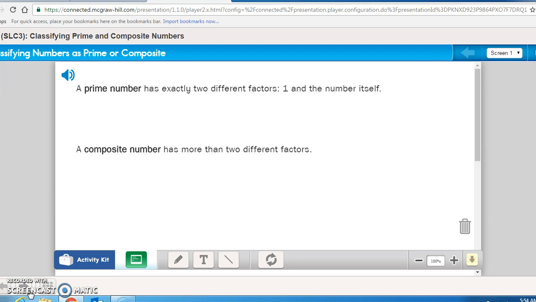The numbers on the left side are called prime numbers, and the numbers on the right side are composite numbers. So again, a prime number has exactly 2 different factors and only 2, the number 1 and the number itself. And a composite number has more than 2 different factors.